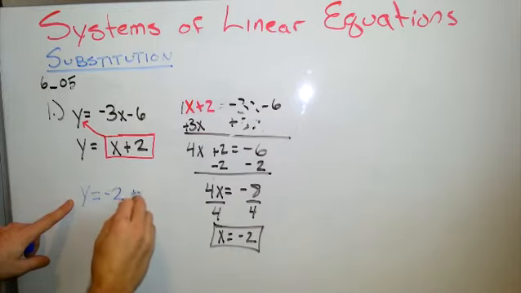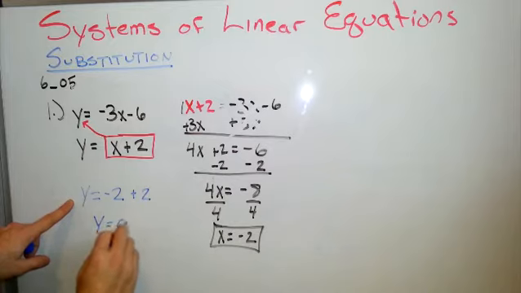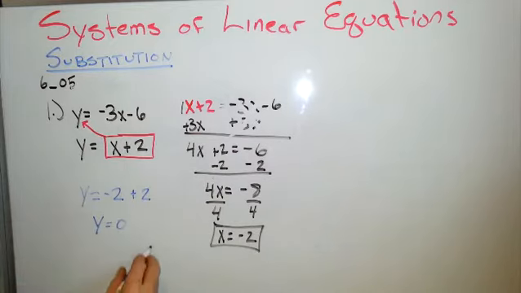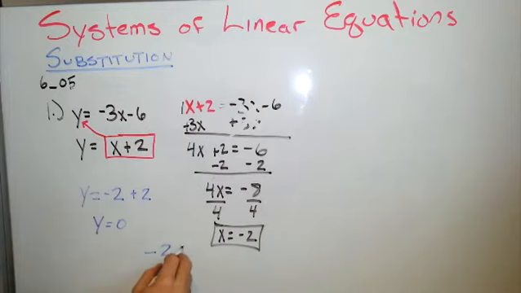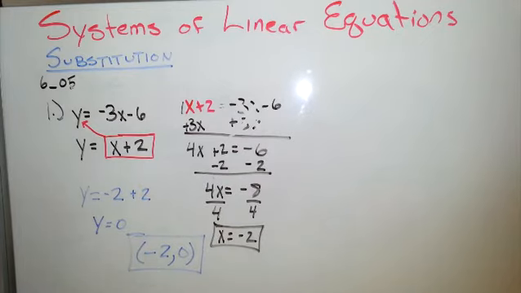Plus 2 is the rest of the equation gives us. And negative 2 plus 2 is 0. So when I combine these, it gives me a coordinate. Negative 2 is x, 0 is y. This is the solution to the system. x value of negative 2, y value of 0. If I were to graph these two lines, they would intersect, they would cross at that coordinate, negative 2 and 0.